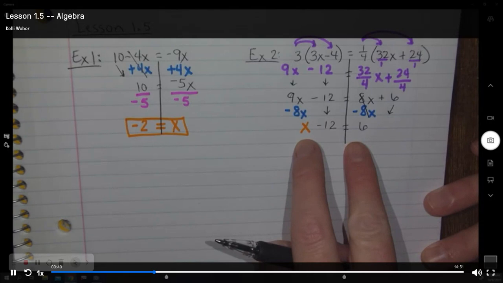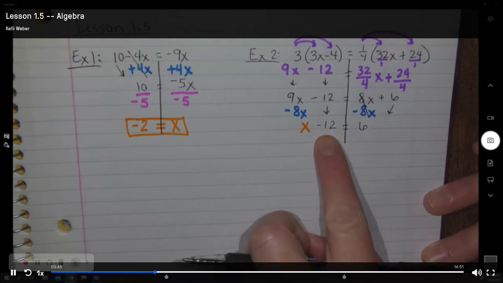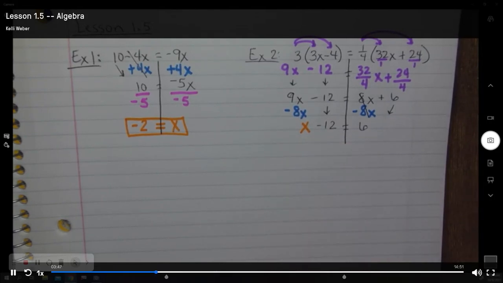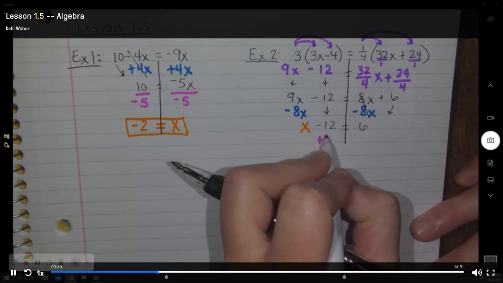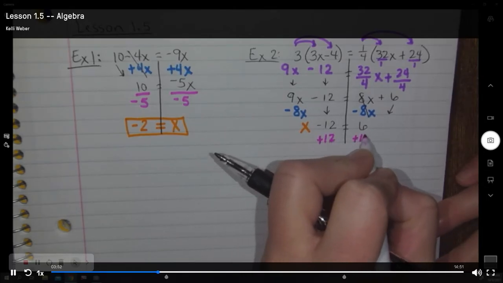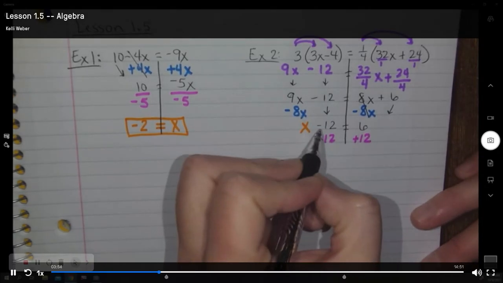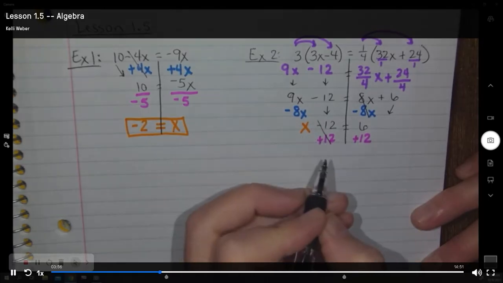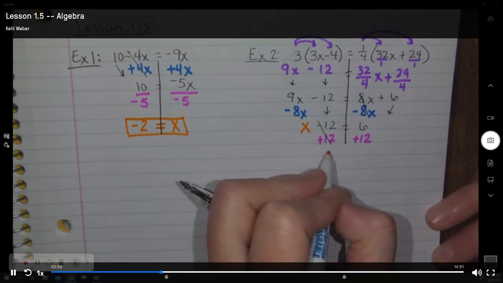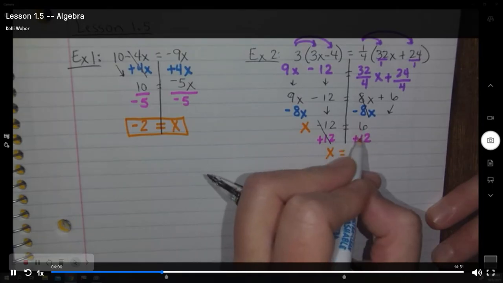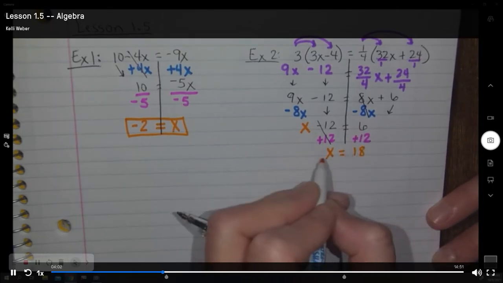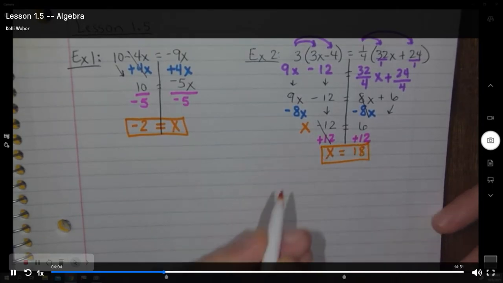Now we have a regular old two-step equation. So we're going to undo this subtraction using addition. We're going to add 12 to both sides. So negative 12 plus 12 makes 0. We're left with x on this side. 6 plus 12 gives us 18. So for this one, x equals 18.